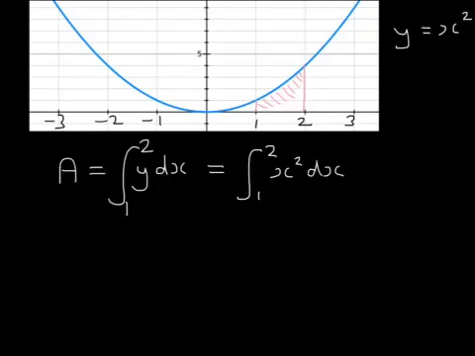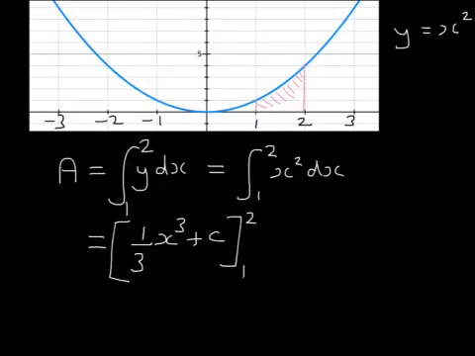Now, integration is the inverse of differentiation. So what we need to do is to find what function differentiates to make x squared, and that's a third x cubed plus c. What we're going to do is find out the actual area, and at this point we put in square brackets and we put the limits 1 and 2. Now we're going to substitute the values 1 and 2 into that expression.